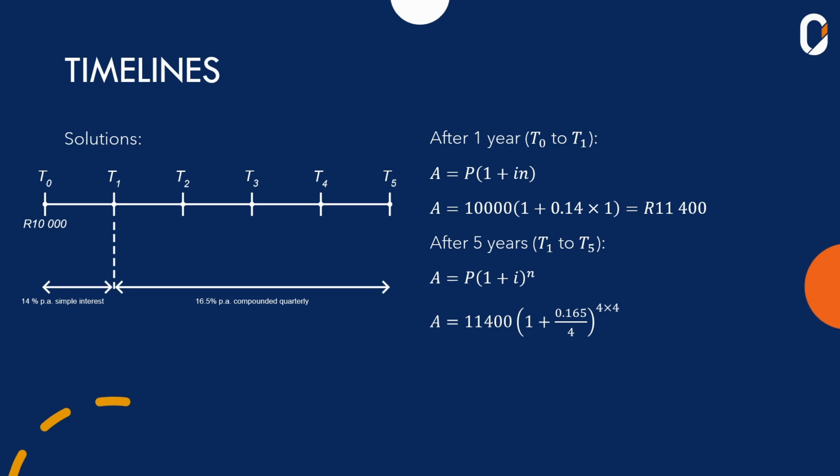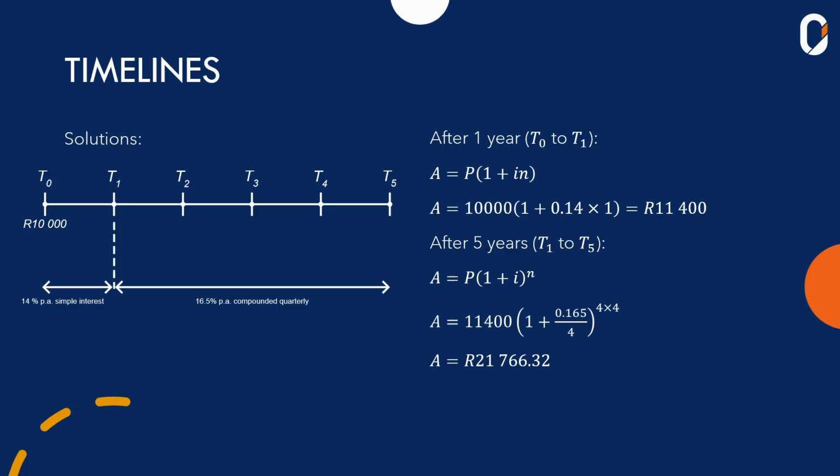Because it's compounded more than once per year, we divide the i by P and we multiply the N by P, which is 4 in this case. And that will give us an accumulated amount after 5 years of 21,766 rands 32 cents.